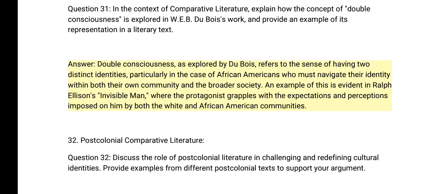Answer: Double consciousness, as explored by Du Bois, refers to the sense of having two distinct identities, particularly in the case of African Americans who must navigate their identity within both their own community and the broader society. An example of this is evident in Ralph Ellison's Invisible Man, where the protagonist grapples with the expectations and perceptions imposed on him by both the white and African American communities.